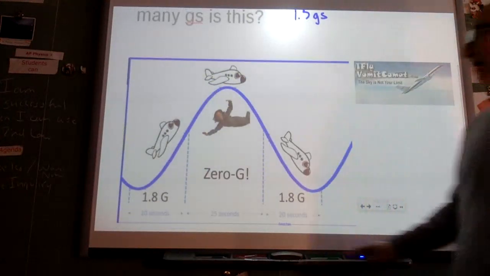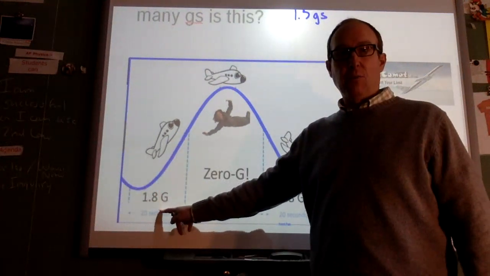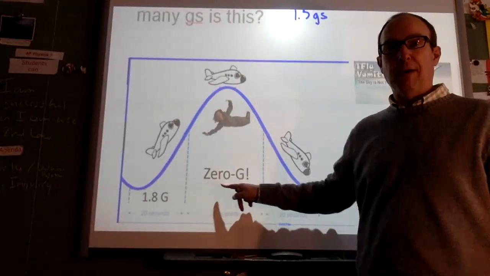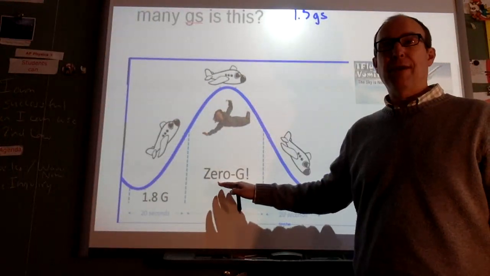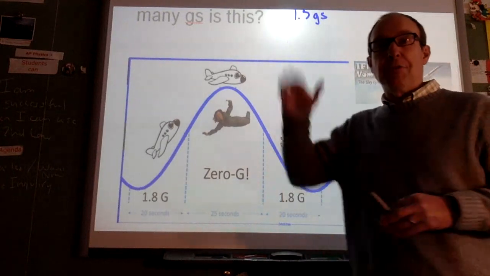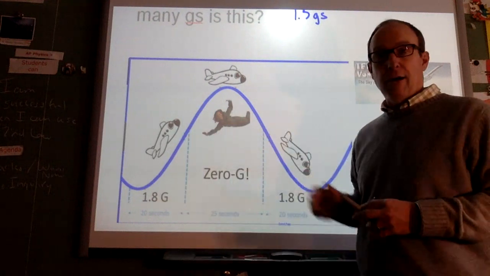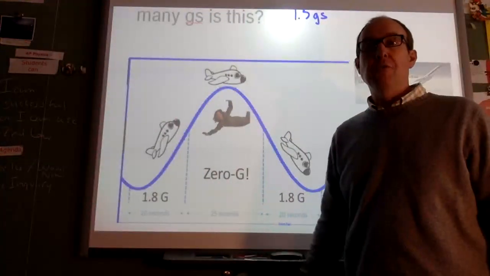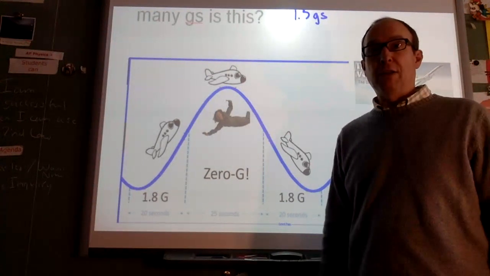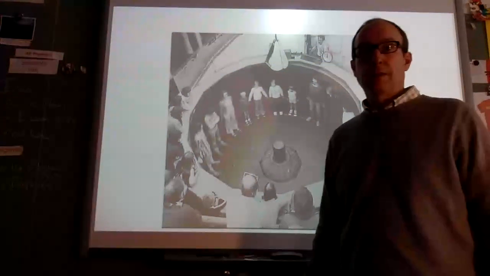I showed you guys the vomit comet. When they were raising us up, they were feeling 1.8 Gs. Over the top, they were feeling microgravity. We don't really say zero gravity for this. And then down here, they were feeling another 1.8 Gs, and they would do this over and over again. The portion from here to here, they're a projectile. And if you are moving as a projectile under the force of only gravity, you are weightless.